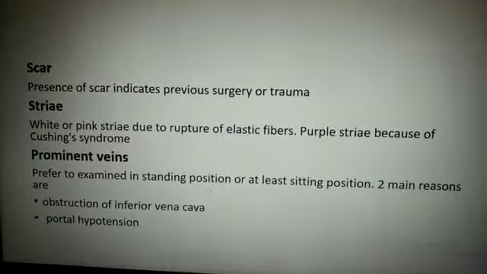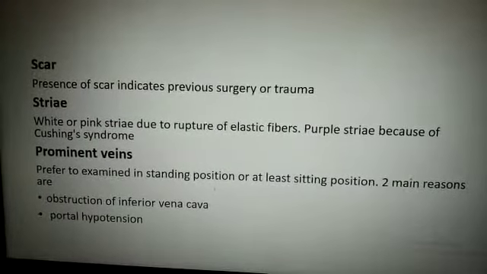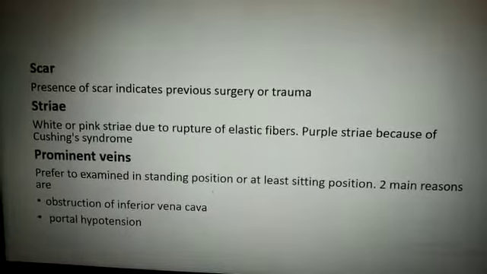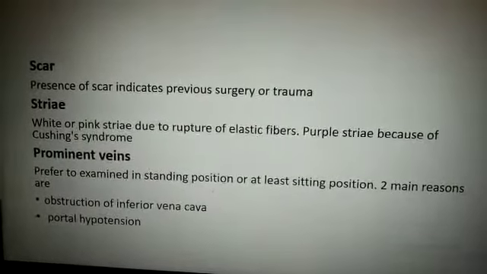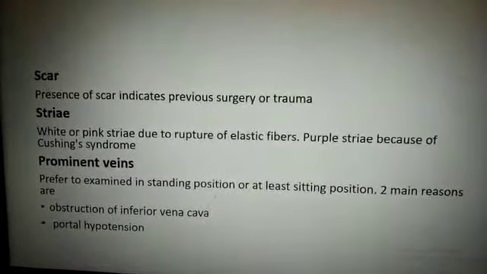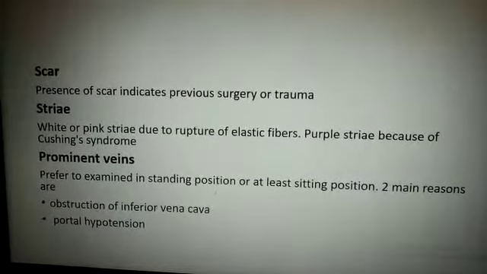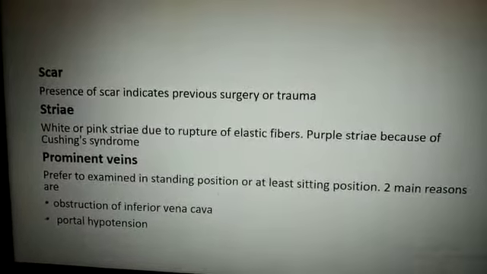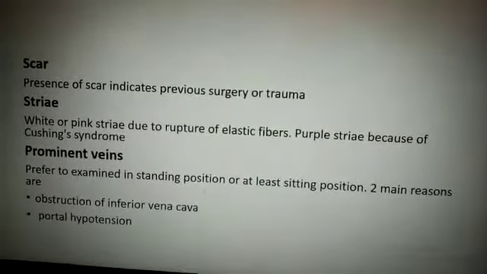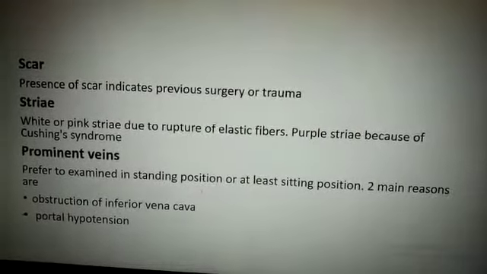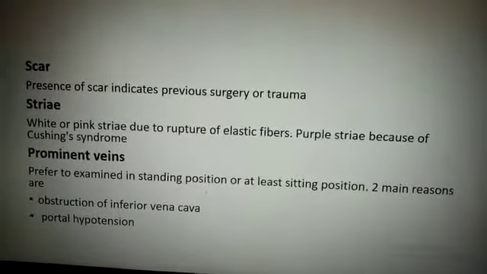Then scar. Presence of a scar indicates previous surgery or trauma. If there is no surgery or trauma, then there will be no scar. Striae: white or pink striae are due to rupture of elastic fibers. Purple striae are because of Cushing syndrome.